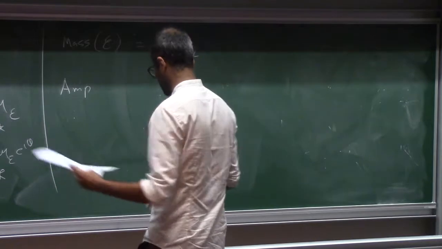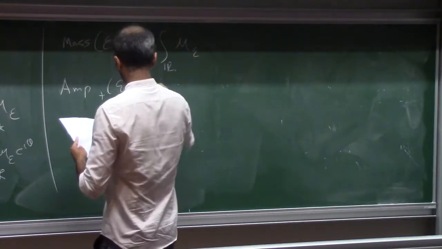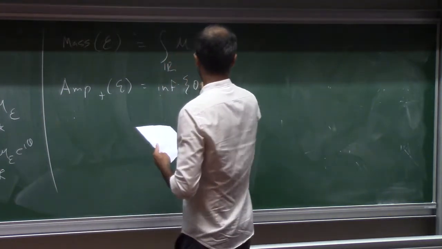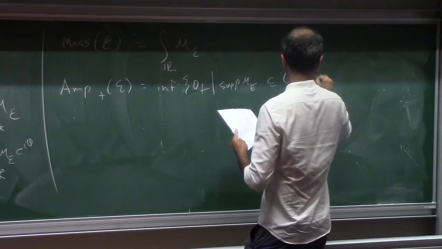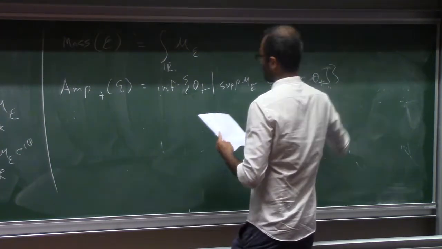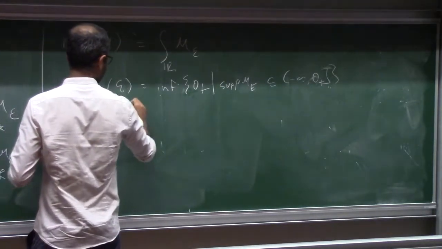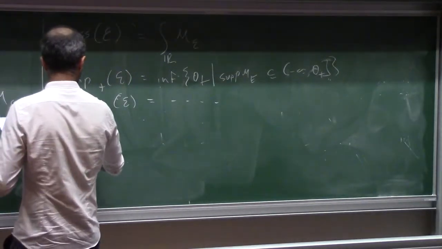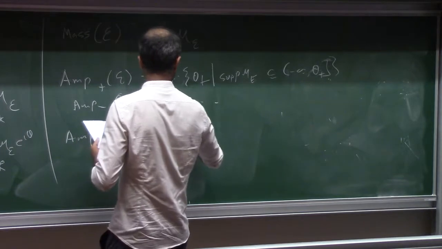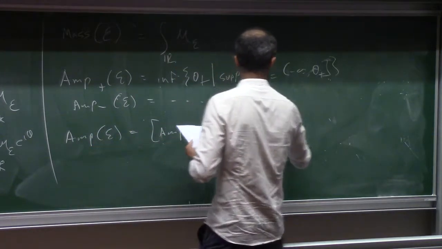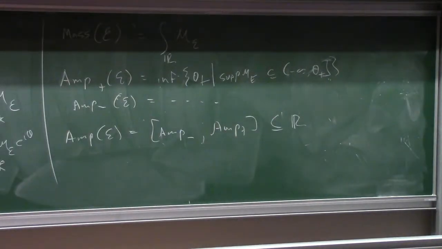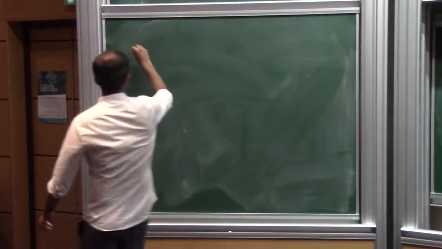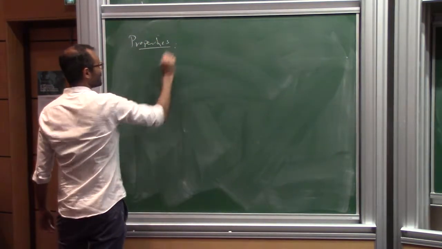You can look at how much it is spread out in phase. So the amplitude of E will be the infimum of theta for which the support of the measure is contained in minus infinity to theta, and amp minus of E similarly with mu. And you can define the amplitude to be the interval amp minus to amp plus, a subset of the real line. So with these definitions, I can make another definition. I should remark that the axioms imply some properties. So you have a BPS inequality.